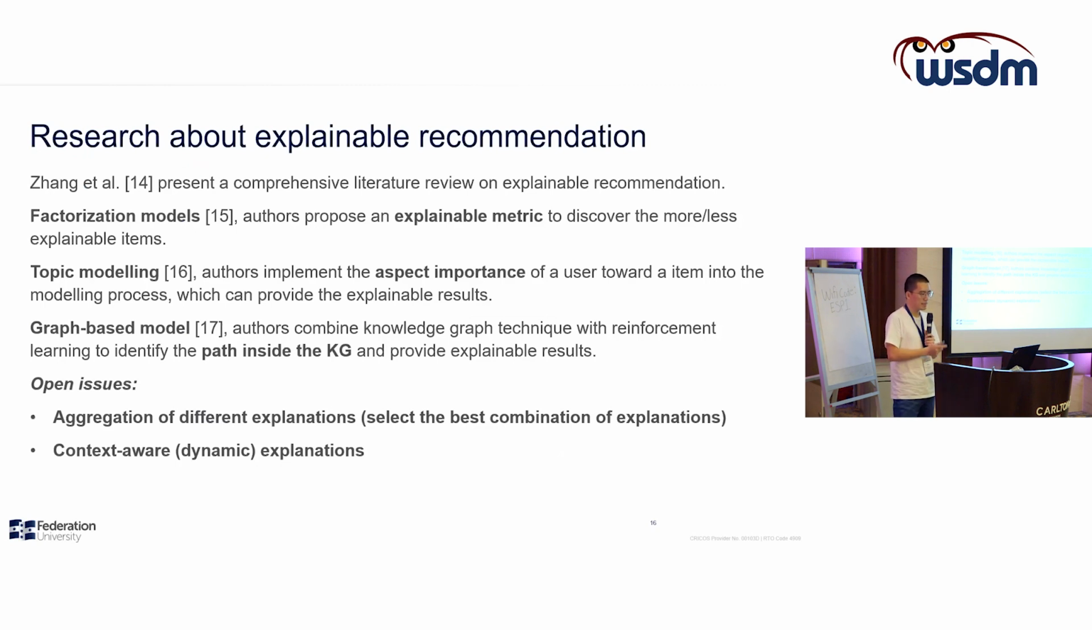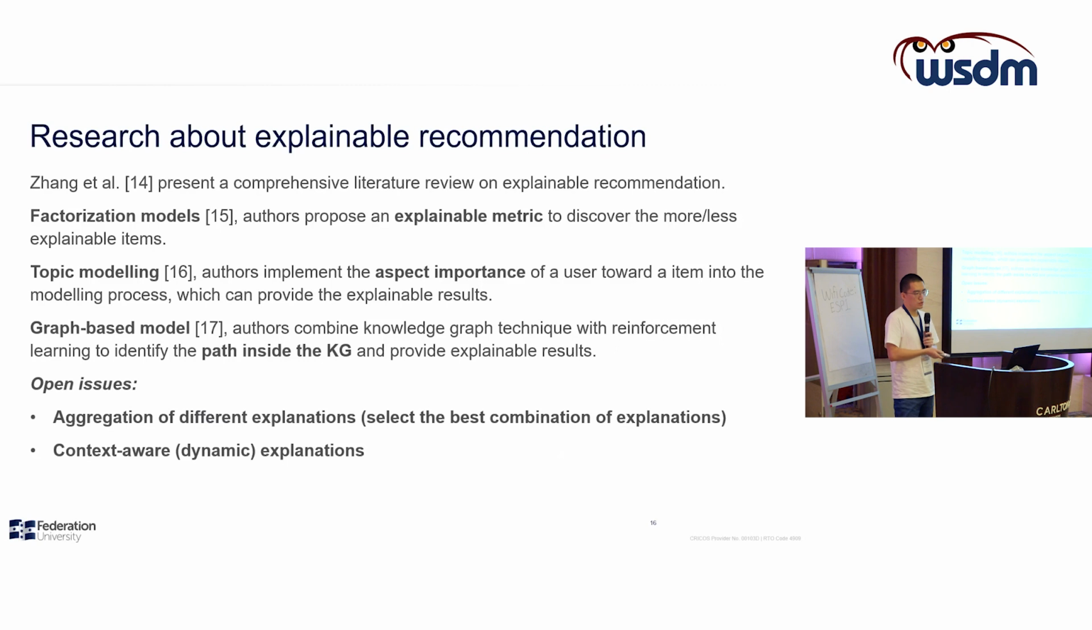Here is some research about explainable recommendation. There is a survey paper by Zhang et al., published in 2019. But in recent years, especially the last three years, many new works have been developed, such as factorization models, explainable matrices, and topic modeling to capture the aspect importance of users towards items. Knowledge graphs have also been well developed to generate explainable results.